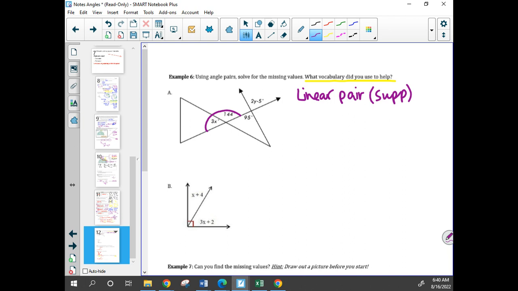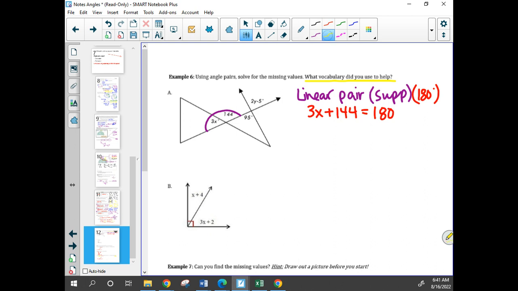Knowing the vocab helps me know how to set up the equation. So how to set up this equation would be 3x plus 144 would equal 180. Supplementary and the line are both 180.